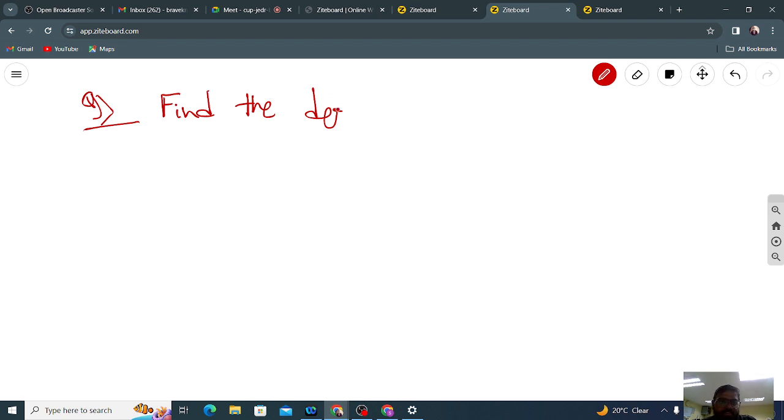So the question is, find the derivative of the following function.